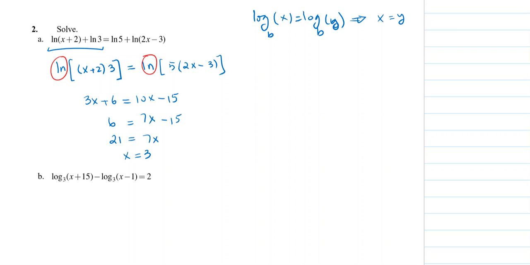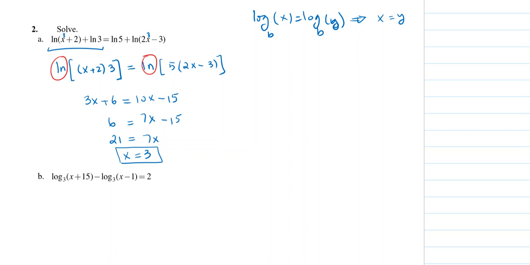Before I box it up, I better go check it in the original equation. 3 plus 2, 5, that's okay. That's allowed. Here, 2 times 3 is 6 minus 3 is 3. That's positive. That's allowed. So I will accept that solution.